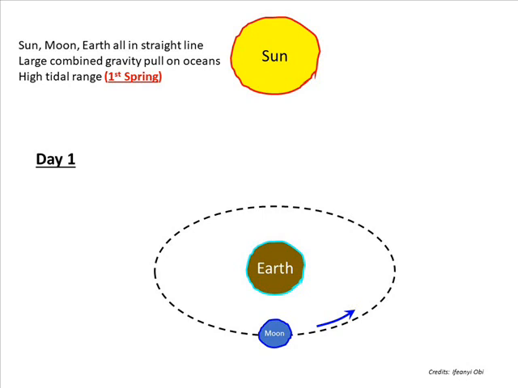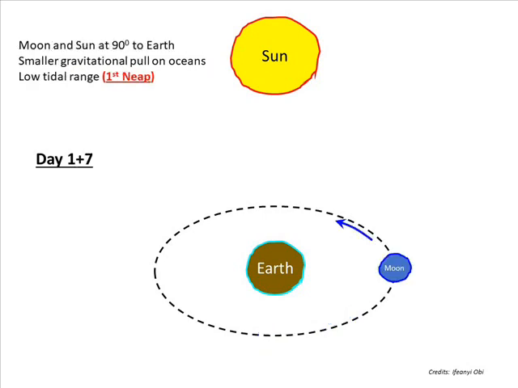Okay, so let's look at how this rotation happens in a 1 month cycle. Supposing on day 1, the sun, the moon, and Earth are all in a straight line, we're going to have the largest combined gravity pull on the oceans, and that would be a high tidal range, or our first spring tide. So 7 days down the lane, the moon will have completed a 90-degree angle on its rotation course around the Earth, and that means by this time the sun and the moon are at 90 degrees to the Earth, which means a smaller gravitational pull on the oceans and a low tidal range. So this will be the first neap.